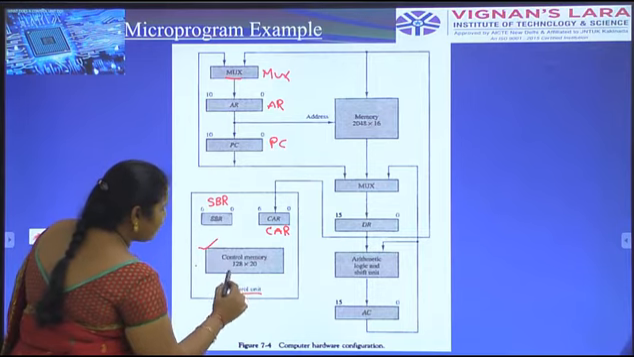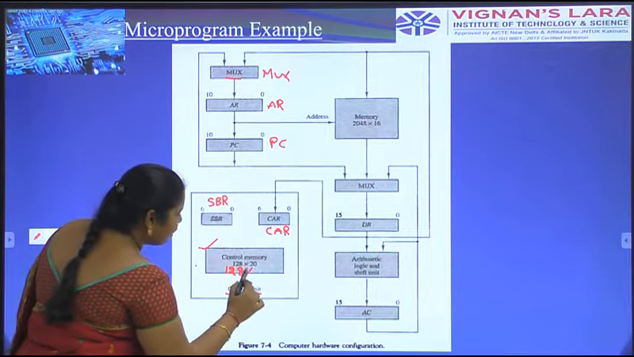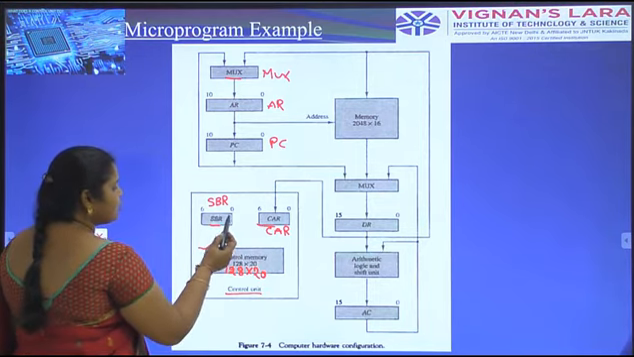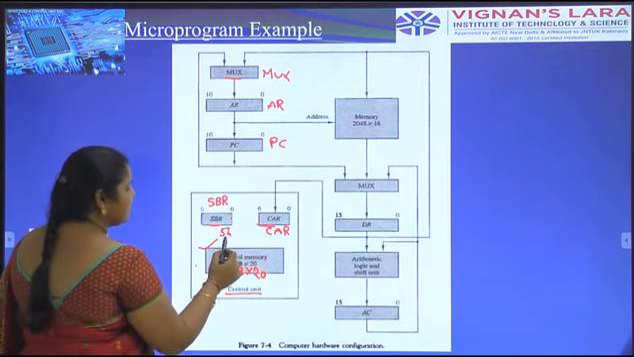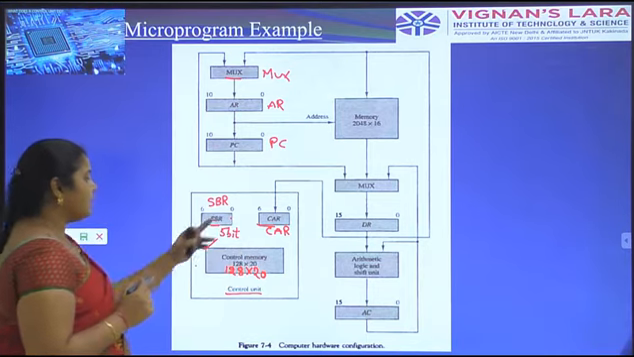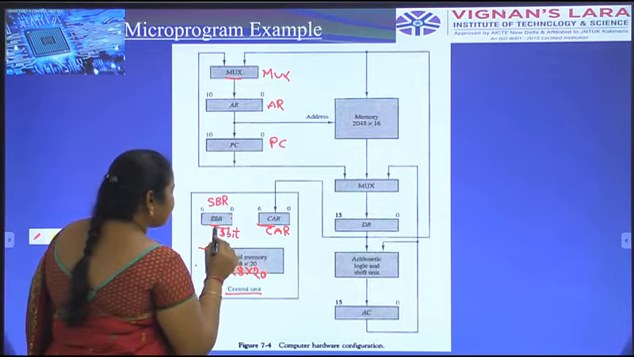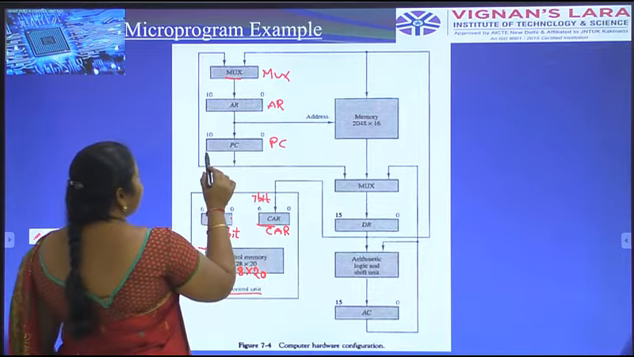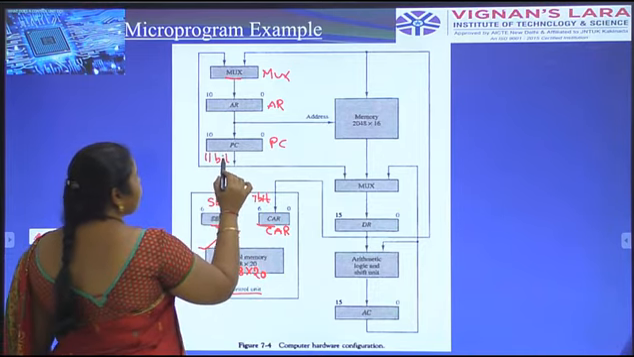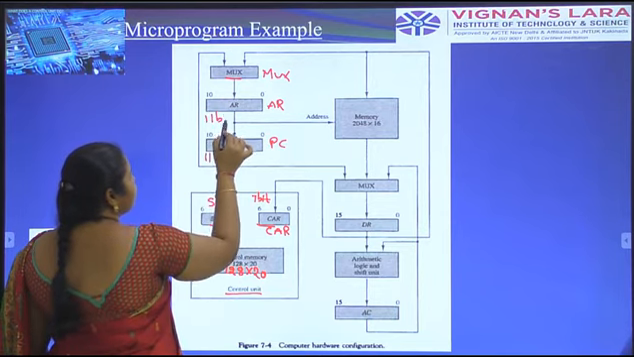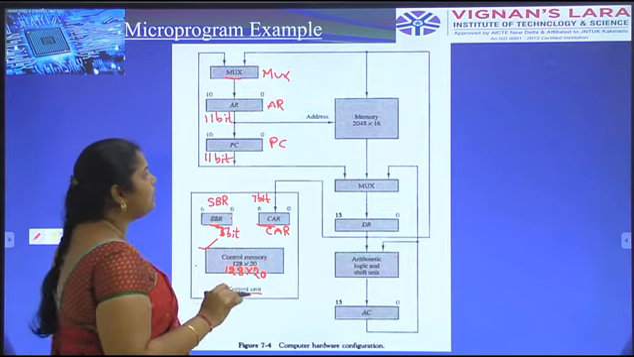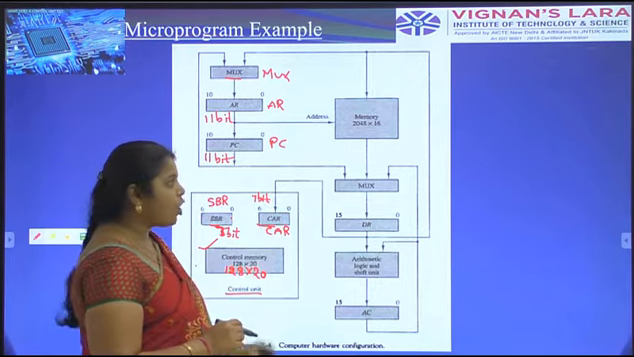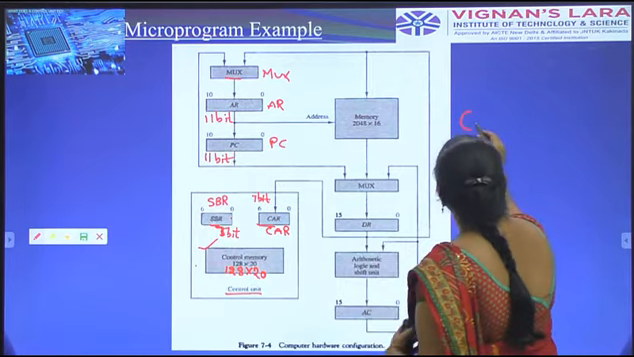control memory. The control memory is 128 by 20. This is the SDR and CAR, whose bit size is 0 to 6, a 7-bit representation. The program counter is an 11-bit representation and the address register is also an 11-bit representation, represented with 0 to 10. This is the memory of this configuration. This is a computer hardware configuration. This is a memory.